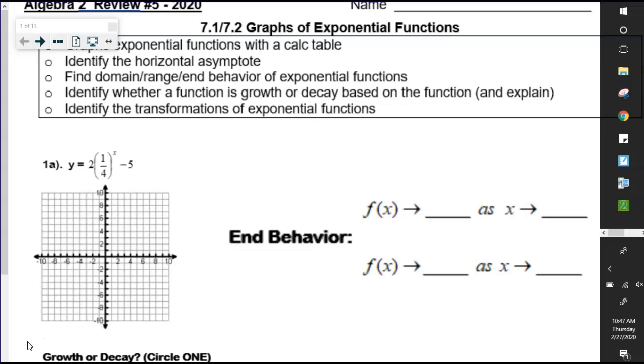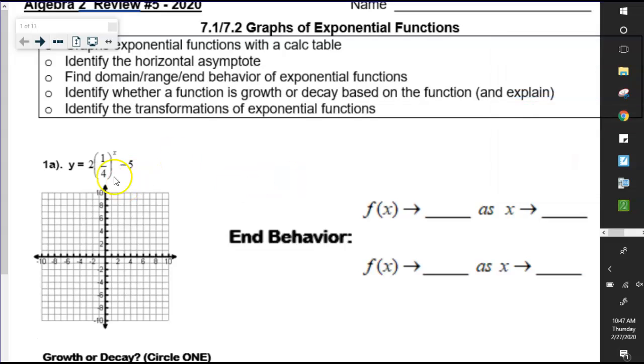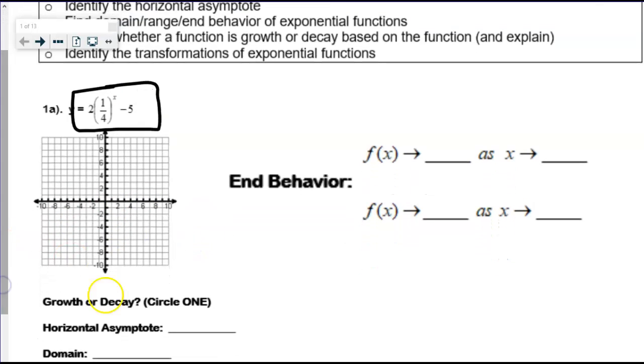The first section on your review and on your test is going to be a repeated section from the last test, which was exponential growth and decay. So you're going to be given some functions. Like this one in particular, we have an exponential, and you should be able to tell me this without the graph. It is a decay because your base is smaller than 1. Your base is 1/4. The horizontal asymptote could be found just by simply looking at the equation.